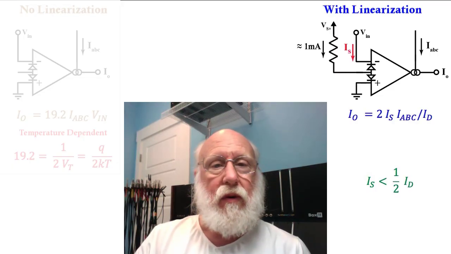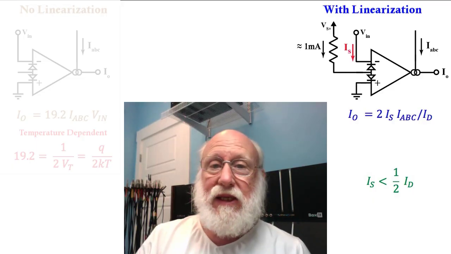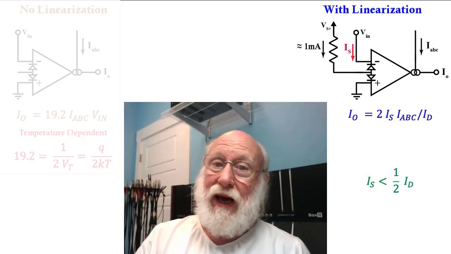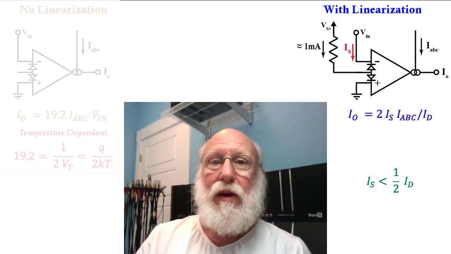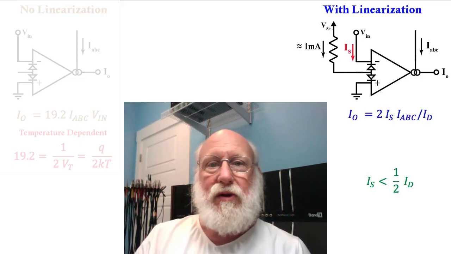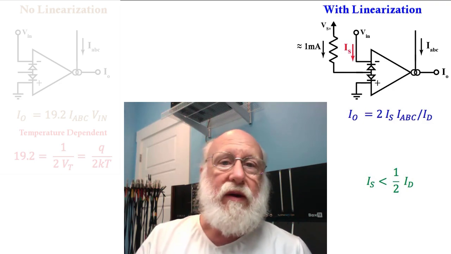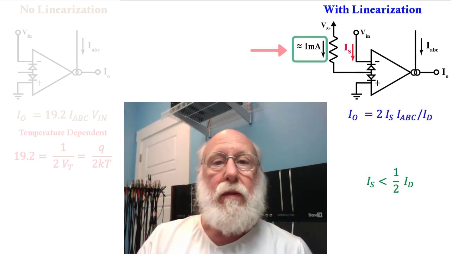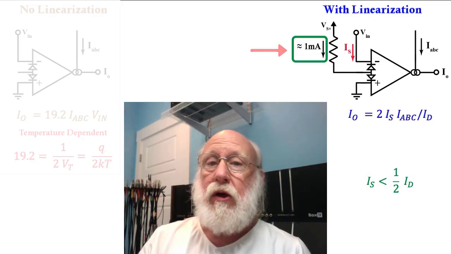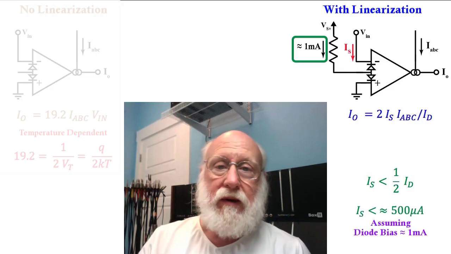Now here's another part of the puzzle. Since I sub S needs to remain less than 1/2 of the diode bias current, you want to make the diode bias current as large as possible so that you can make your input current as large as possible to maximize your signal to noise ratio. Assuming that we have set the diode bias to about 1 milliamp, that means we need to make sure that our input current remains below about 500 microamperes.